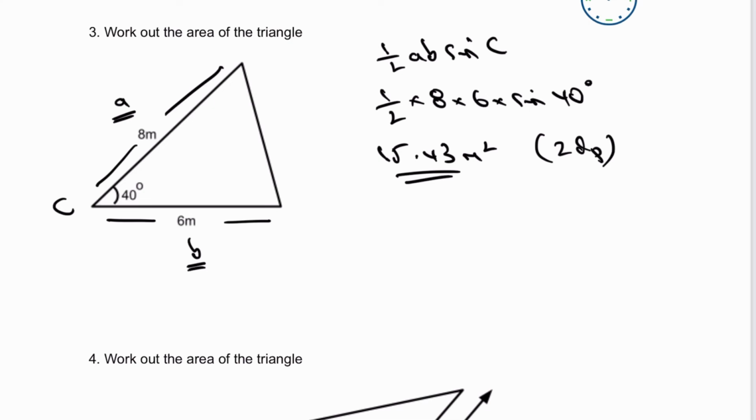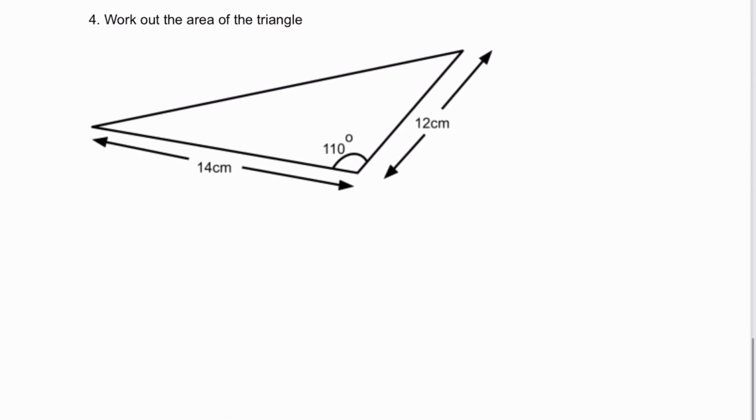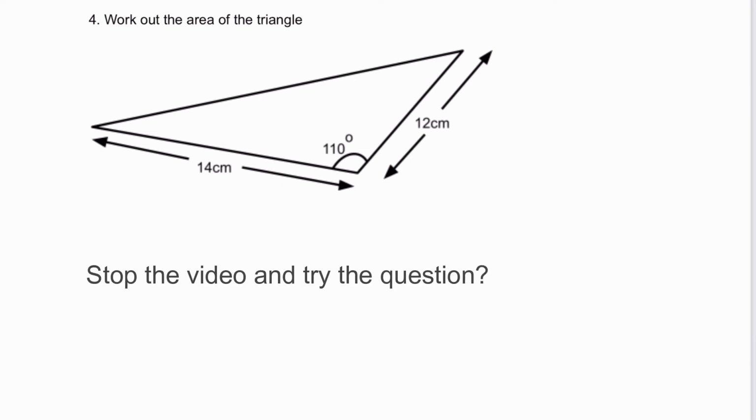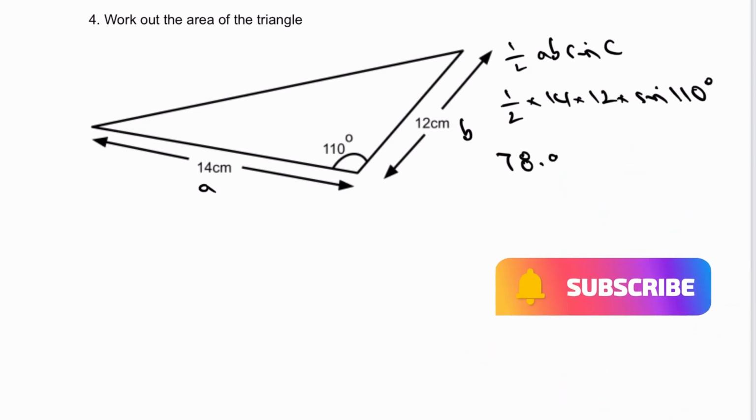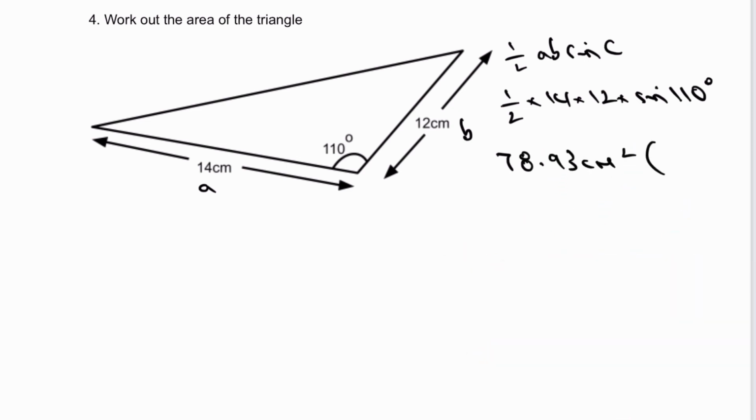Just one more example. It doesn't really matter if in this particular case it's an obtuse angle. I'm still going to use exactly the same idea. It's a half ab sine C. In this particular case, a is 14, b is 12, and the inclusive angle is 110. So it's going to be a half times 14 times 12 times the sine of 110 degrees. Put that into your calculator and you should get 78.93 centimeters squared, and that's again correct to 2 decimal places.